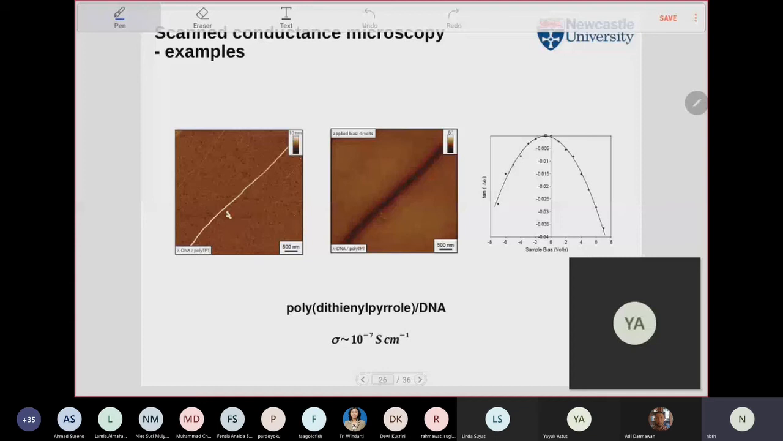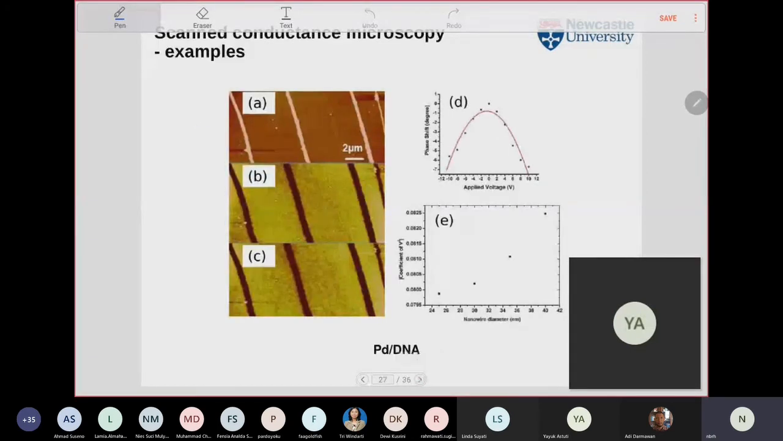So the technique is very good at picking up traces of conductivity, but it's not good yet at telling us exactly what the value is. The value was determined by direct current voltage measurements. It's weakly conductive, this material, but this illustrates how sensitive the scan conductance is.